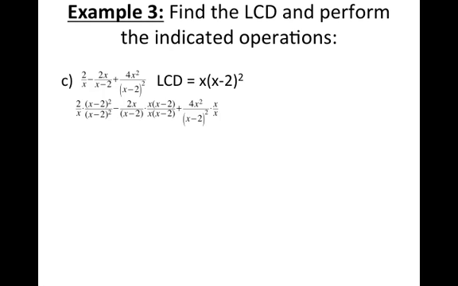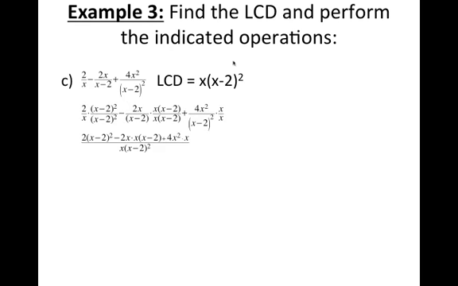So now we can write as one big happy fraction. So we've got our 2 times x minus 2 squared minus 2x times x minus 2 plus 4x squared times x all over x times x minus 2 squared. All right, so now this step is always simplify the numerator, and it usually involves some multiplication first and then combining like terms. So let's see.